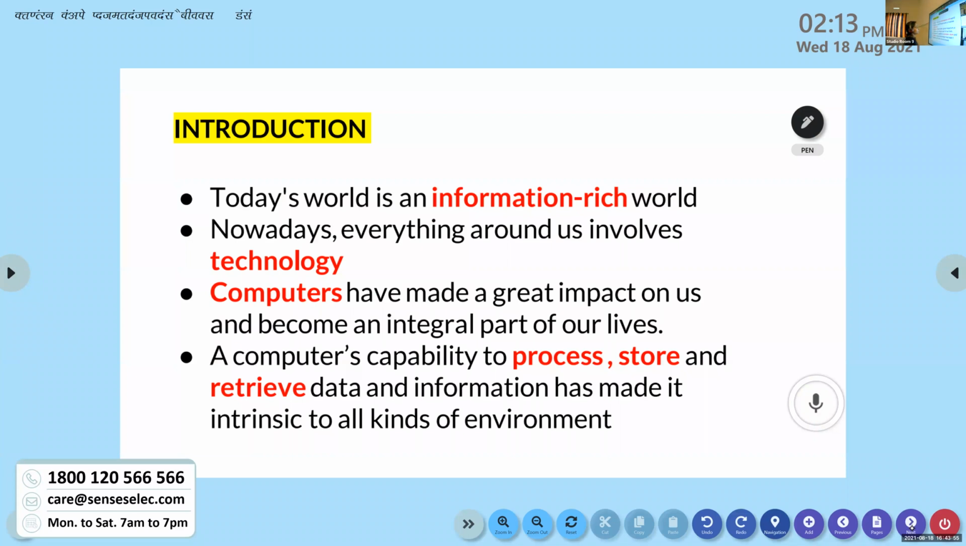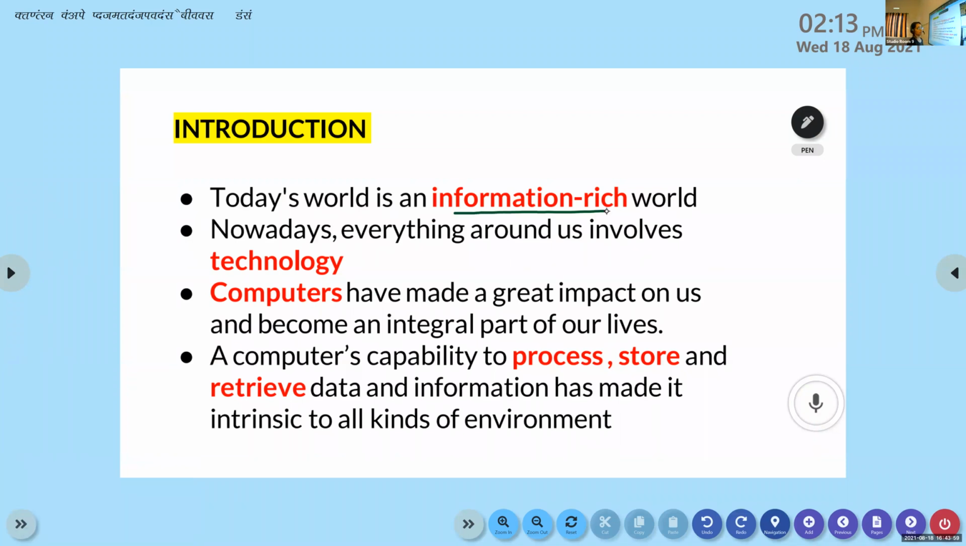So today's world is an information rich world, isn't it? Everything around us involves technology. There is nothing without technology. Now, computer has become an important part of our life, isn't it? So, a computer's capability to process, store, and retrieve data and information has made an important role in our environment. It plays an important role, because this world is now full of technology. So if we want to use that, we have to know about technology, isn't it? Yes, ma'am.